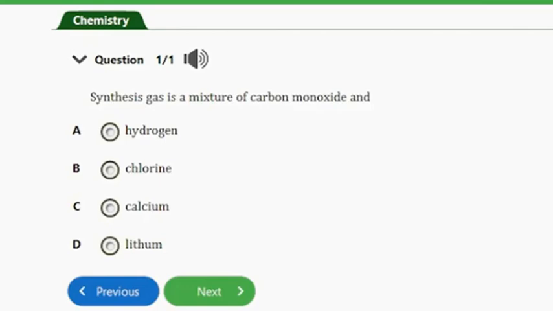Synthesis gas, which is also known as syngas, is a fuel gas which is a mixture consisting primarily of hydrogen and carbon monoxide. So guys, the correct answer to this question is option A, and that's hydrogen.